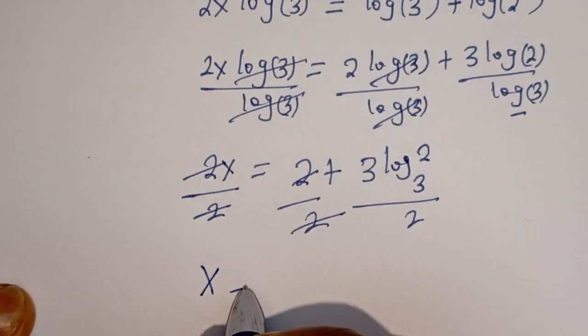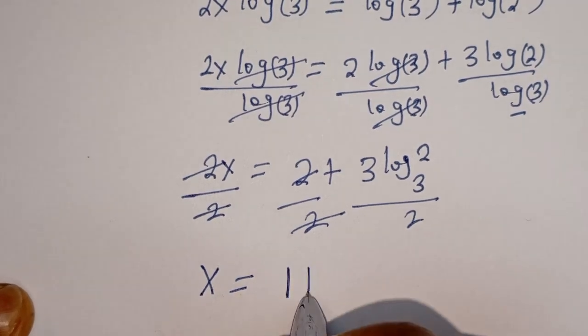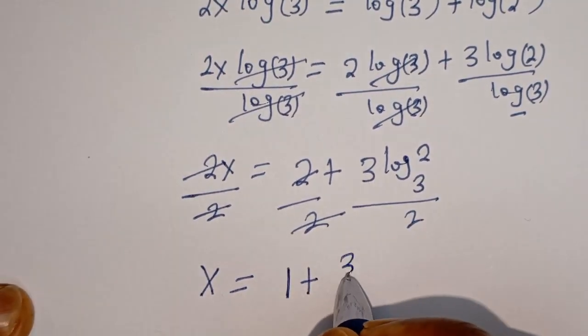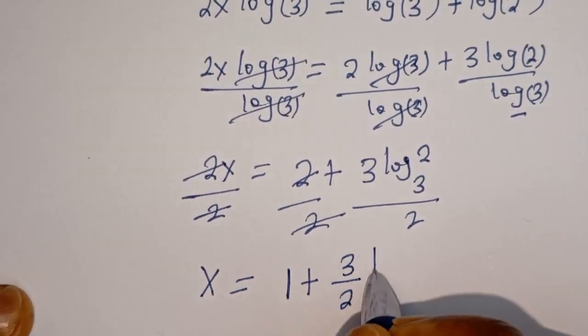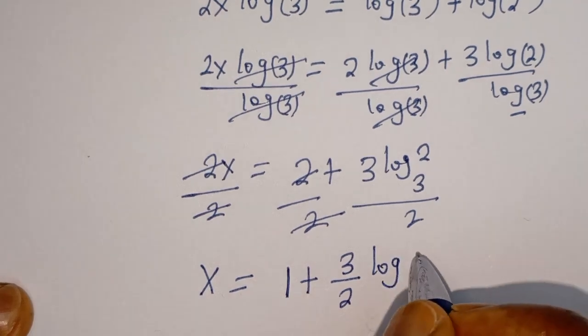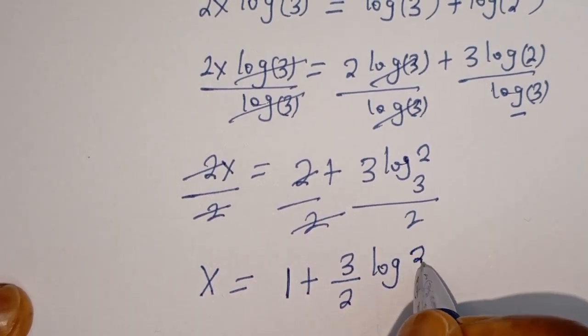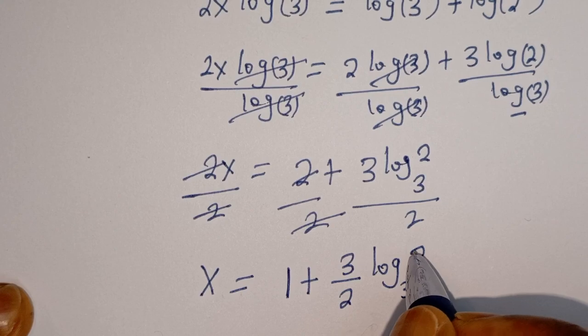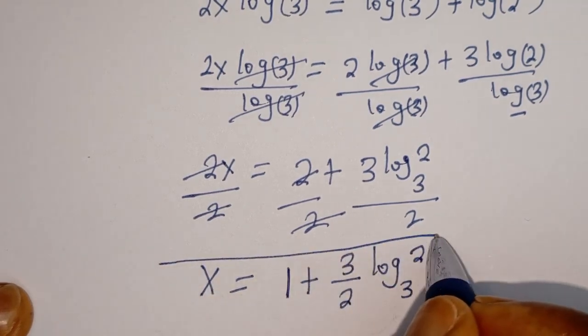x is equal to 1 plus 3 divided by 2 log 2 base 3. And this is the final answer.